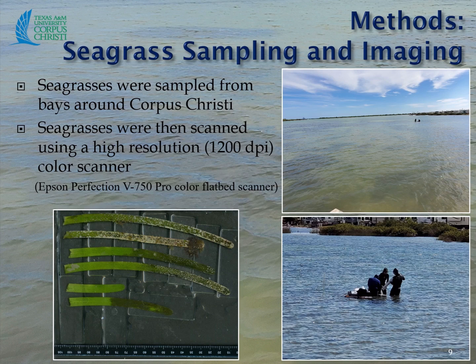For imaging, seagrasses were sampled from 3 different sites around Corpus Christi, Texas. They were then scanned by a 1200 dot per inch high-resolution flatbed color scanner seen in the bottom left image. Scanning took place after the seagrass blades were placed in microscope slides and irrigated with water.